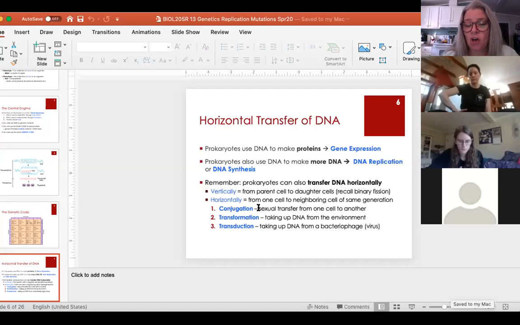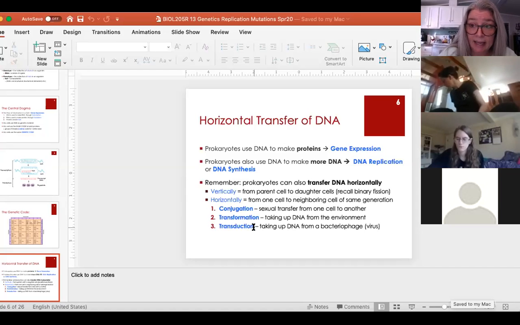So remember, they can do conjugation. That's the transfer of DNA through a sex pilus. They can do transformation. That's when living cells pick up bits and pieces of DNA from the environment. And they can do transduction, which is a process that involves viruses picking up bits and pieces of bacterial DNA and transferring them from one cell to another.